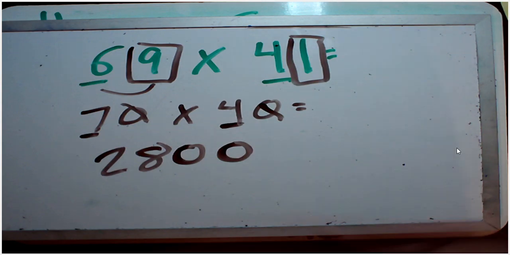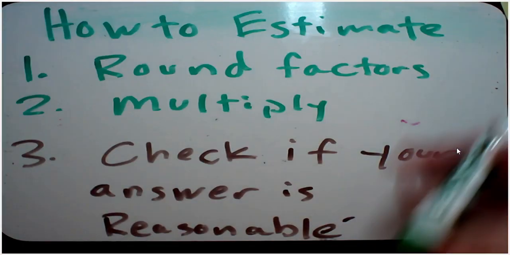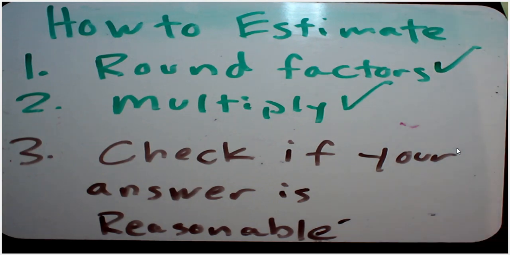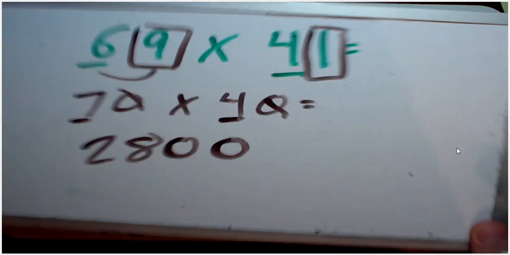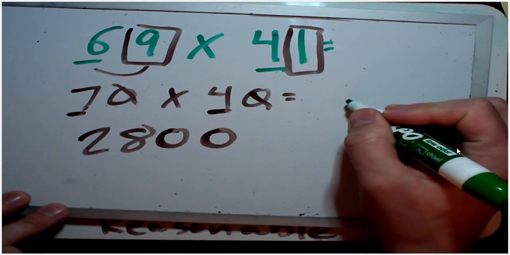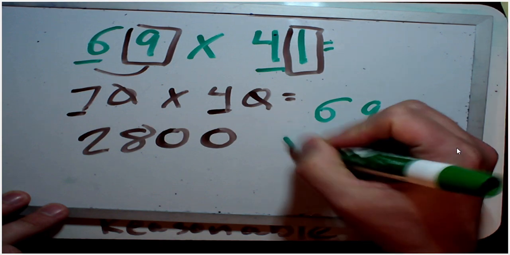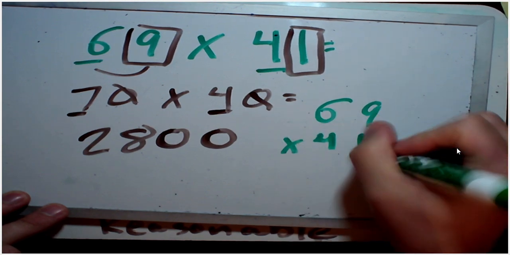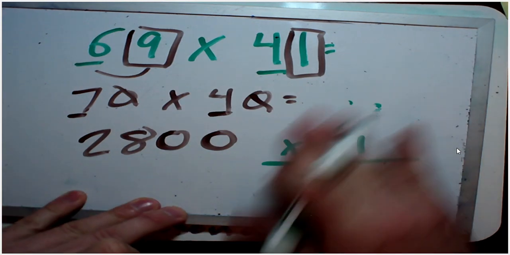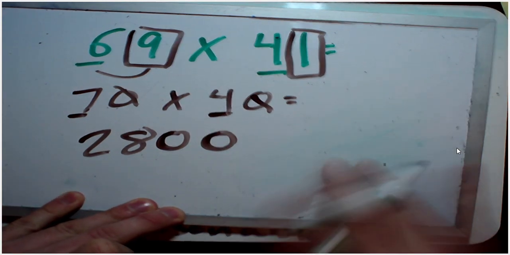So if I look at the steps, I've rounded the factors, I've multiplied. Let's talk about checking whether or not this answer is reasonable. What they want you to do when you check to see if your answer is reasonable is you actually have to solve and find the exact answer. So if I look at 69 times 41, probably going to need a little bit more room than that, Mr. Hoffman, to do 69 times 41.